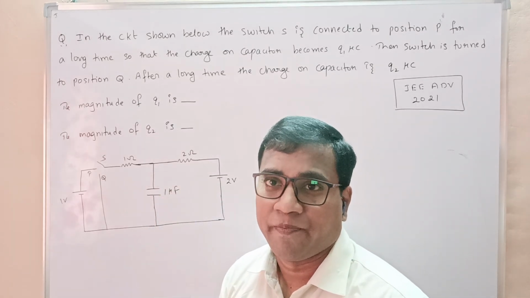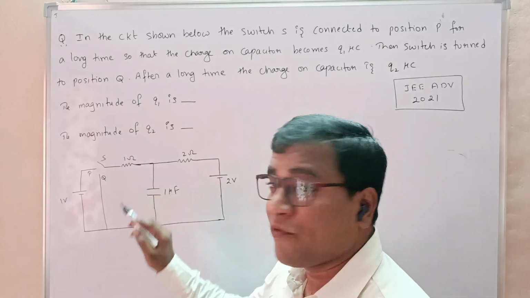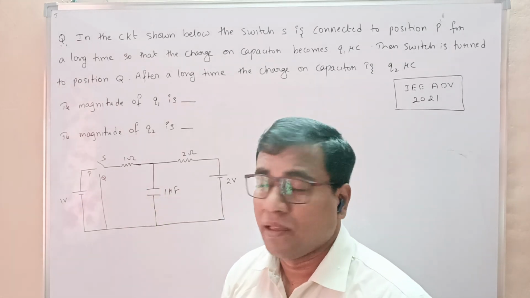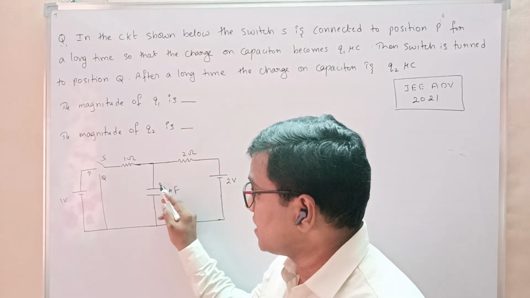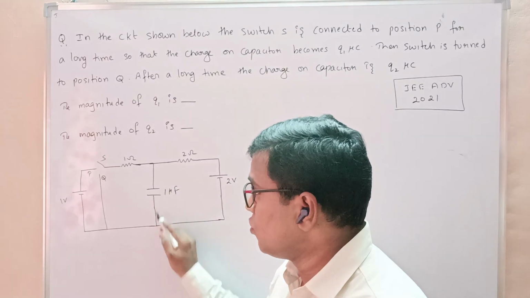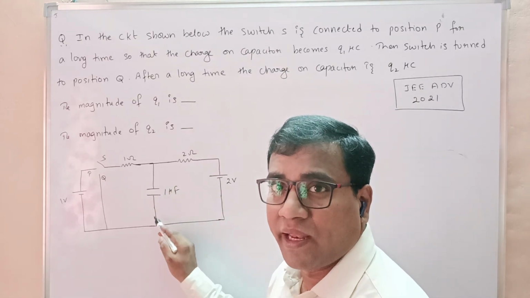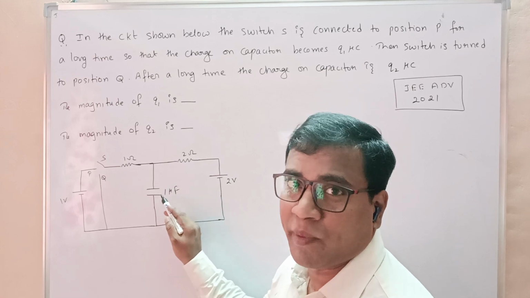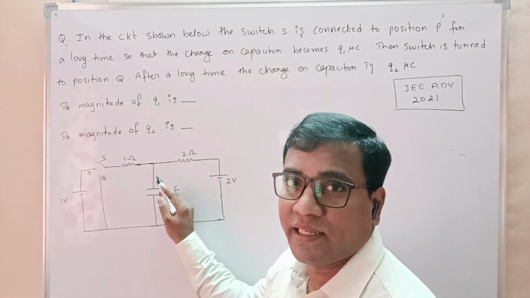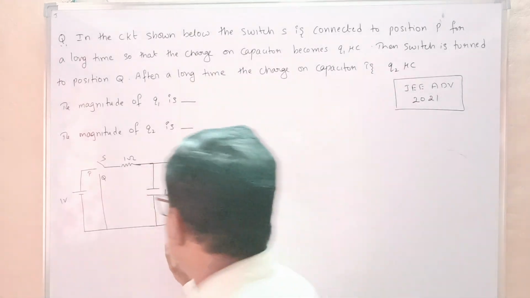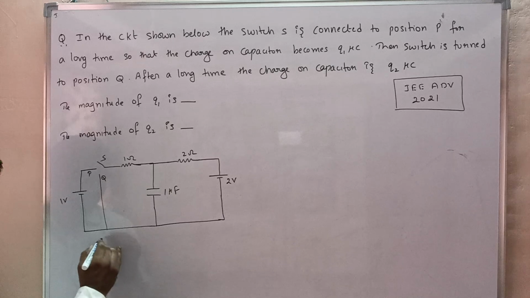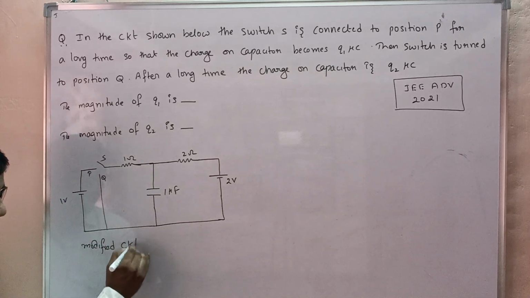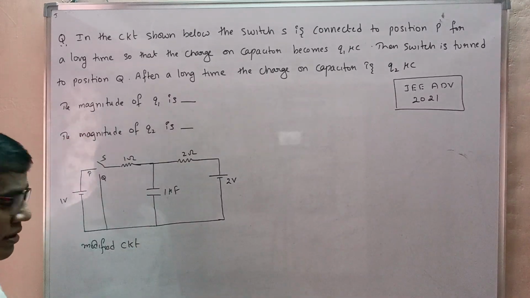Again, try to understand. After a long time, the capacitor is fully charged. When the capacitor is fully charged, there will be no flow of charges. If there is no flow of charges, then automatically the current in the section is 0. So now we can try to understand. I will modify the circuit here. In the modified circuit, I will take case 1.